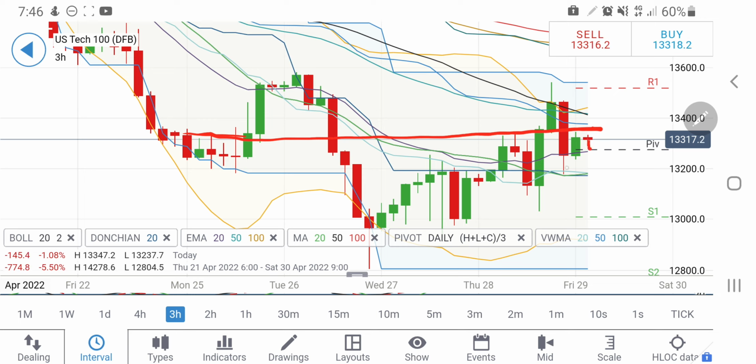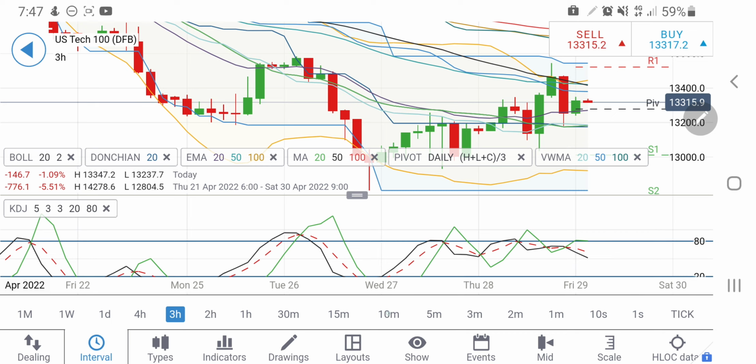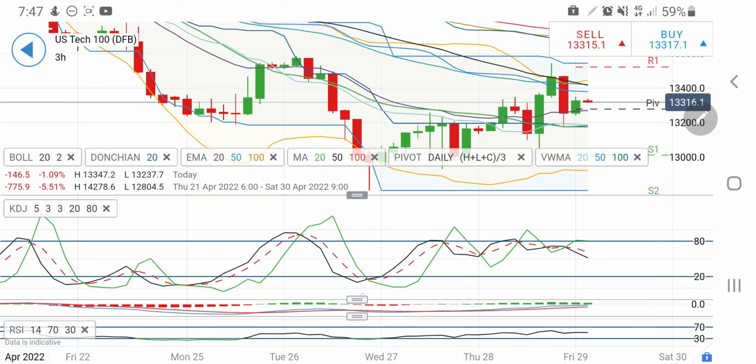So probably from here, if it tries to drop, it may come back towards 13240, and beyond that it may try to drop towards 13200. That is why I say 13200 is going to remain a very strong support for US 100 for any further drop. If it drops below 13200, then only one can expect a sharper move on the downside. On the contrary, yes, if it trades above 13350, you can go long. In between 13200 and 13350, it may try to swing a bit.